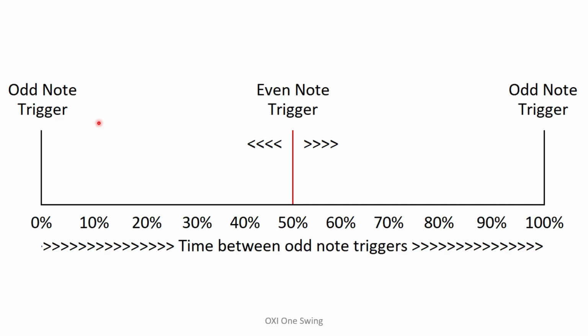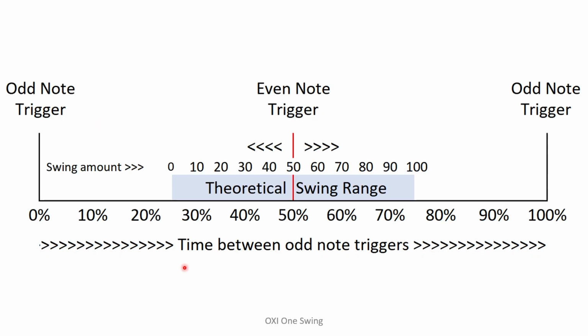Unfortunately, it's not quite that straightforward, so let's see how swing values actually map to note timing. The OXI One has a theoretical swing range between 25% of the time between odd note triggers and 75% of the time between them. That's shaded light blue on this slide. A swing value of 0 would place even note triggers 25% of the way to the next odd note trigger. A swing value of 100 would trigger even notes 75% of the way between odd notes.